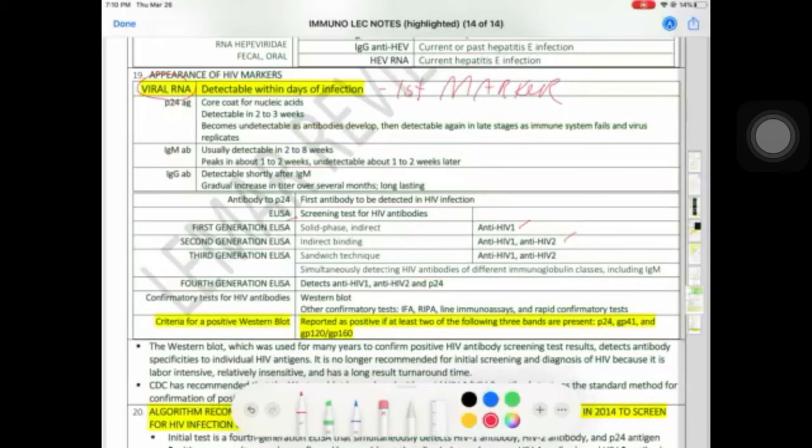Third generation ELISA, anti-HIV1 and 2, and it tells which antibody class. Fourth generation ELISA, anti-HIV1, anti-HIV2, and protein 24.